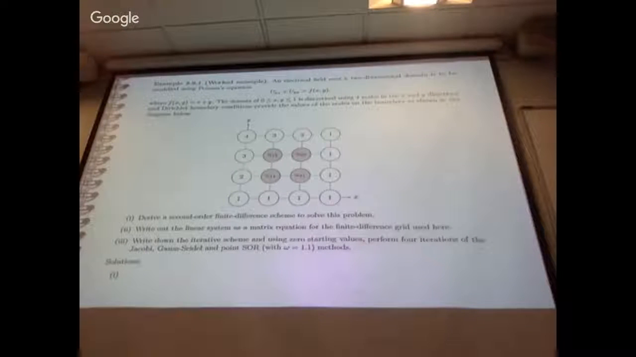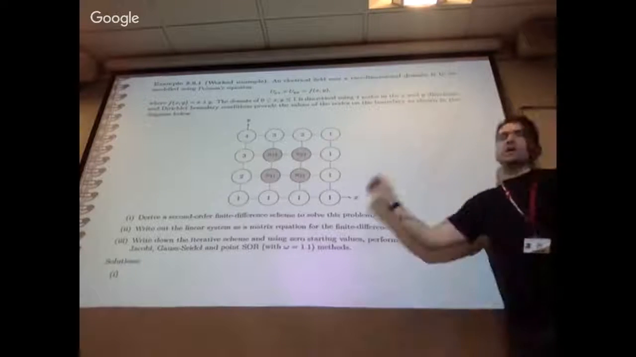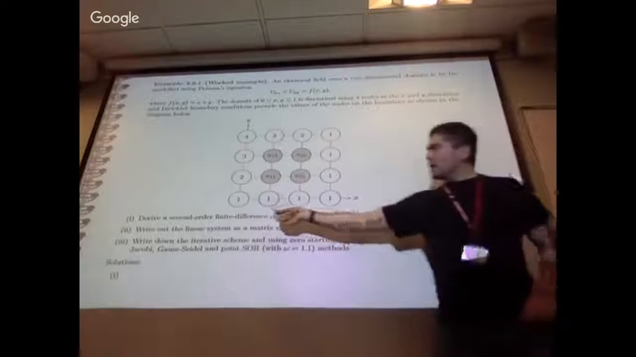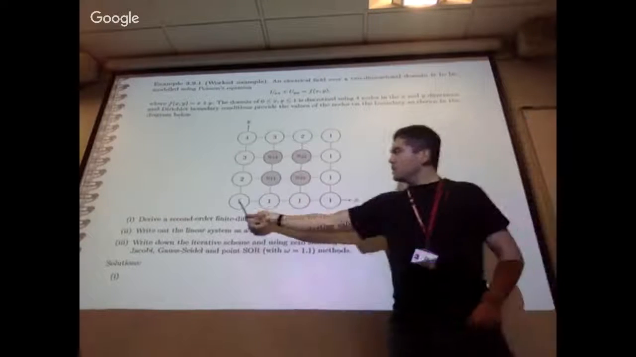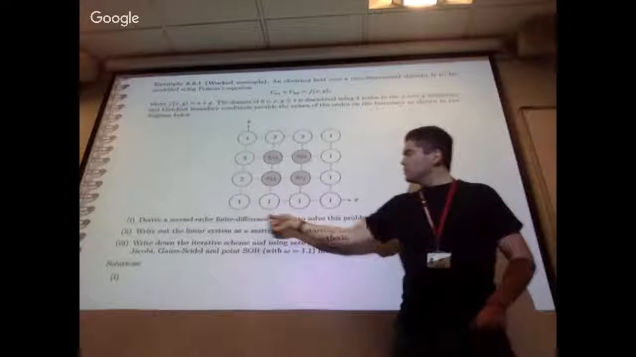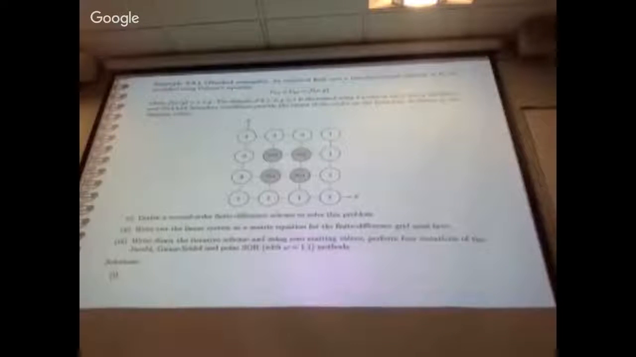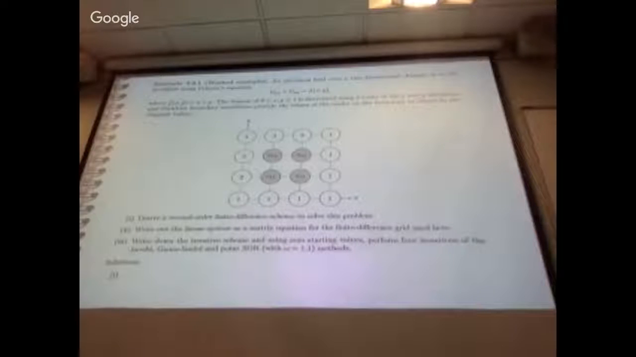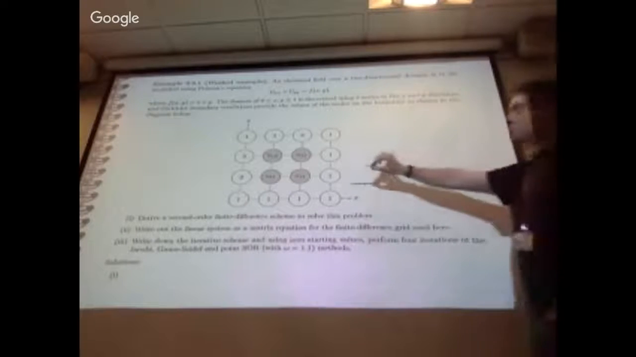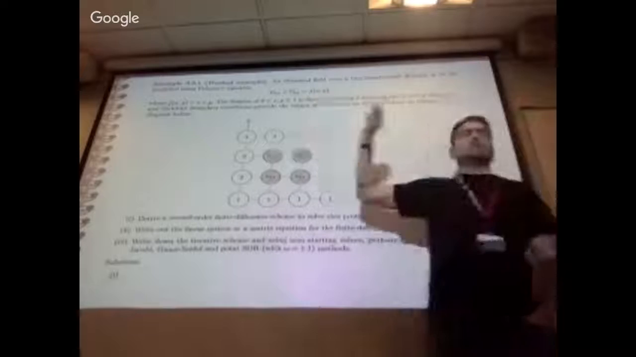The domain, in both the x and y directions, goes from 0 to 1. So we've got a square domain, and it is discretized using 4 nodes in the x and y directions. Here we have our domain. This is 0 to 1, and we've got 4 nodes in the x direction, 4 nodes in the y direction. Dirichlet boundary conditions provide the values for the nodes on the boundaries, and you can see them in that diagram here. So in total, we've got 4 computational nodes. Those are what we're solving for.